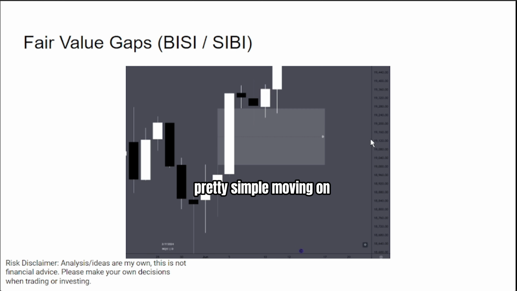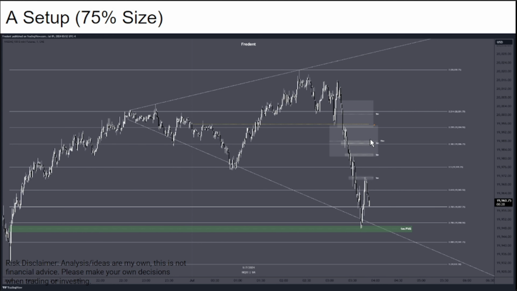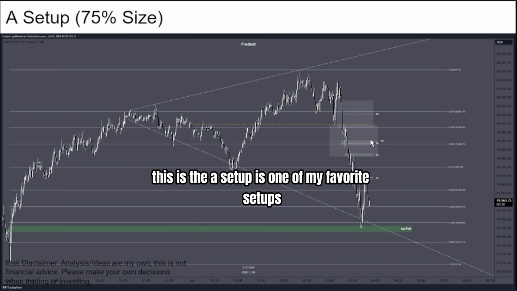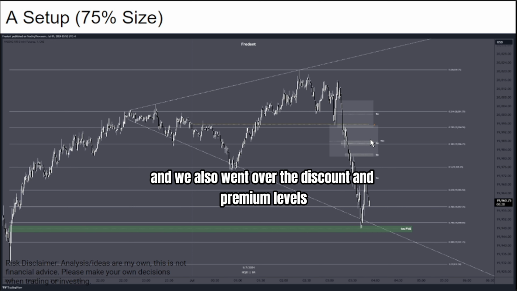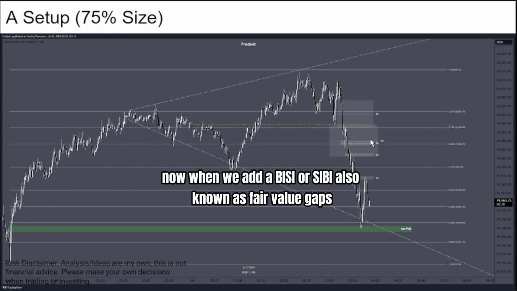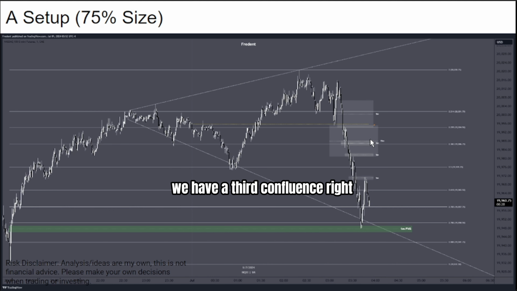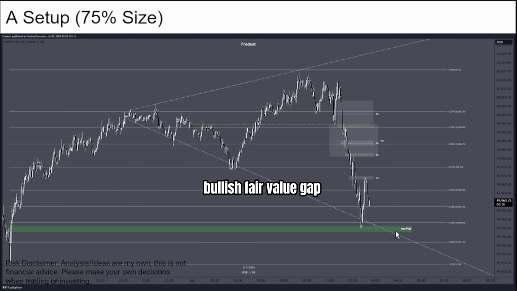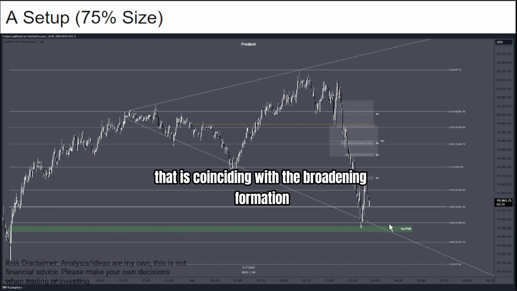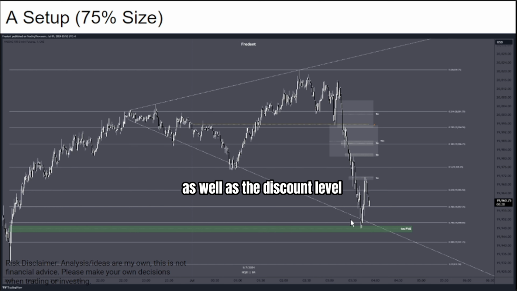Pretty simple. Moving on. This is the A setup. It's one of my favorite setups. Now we have the broadening formation, and we also went over the discount and premium levels. Now when we add a busy or SIBI, also known as fair value gaps, we have a third confluence, right? So that is 3 confluences. In this case, I've added it down here. We have a 1 minute bullish fair value gap that is coinciding with the broadening formation as well as the discount level. So that's an A setup.